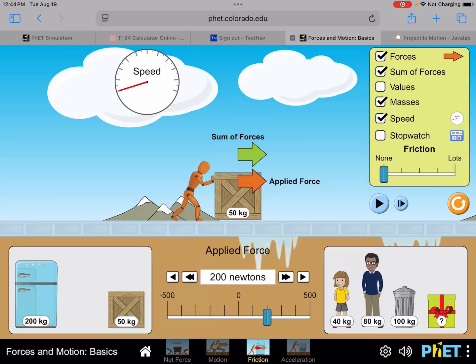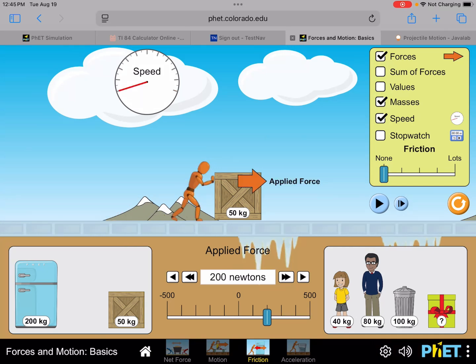Okay, but let's explore what happens when I use a larger force. The equation tells us we should get a larger acceleration, so its velocity should change more each second. Let's see what happens. I'm now applying 200 newtons of force instead of only 50. And sure enough, we can tell, right? Look at how quickly its velocity is increasing. It has a much larger acceleration because there's a greater net force on it.